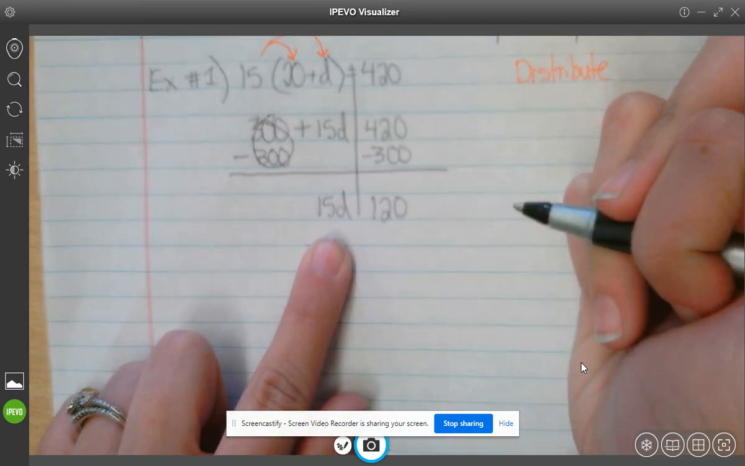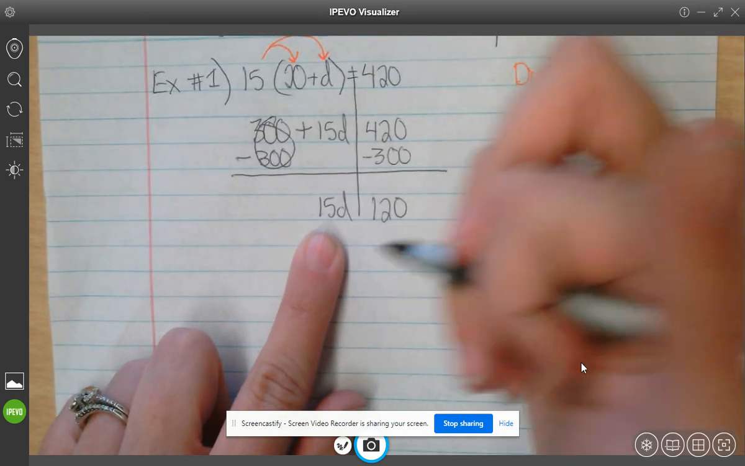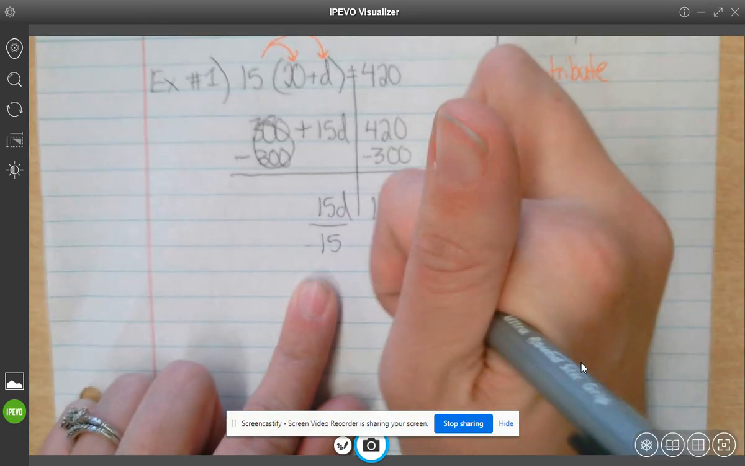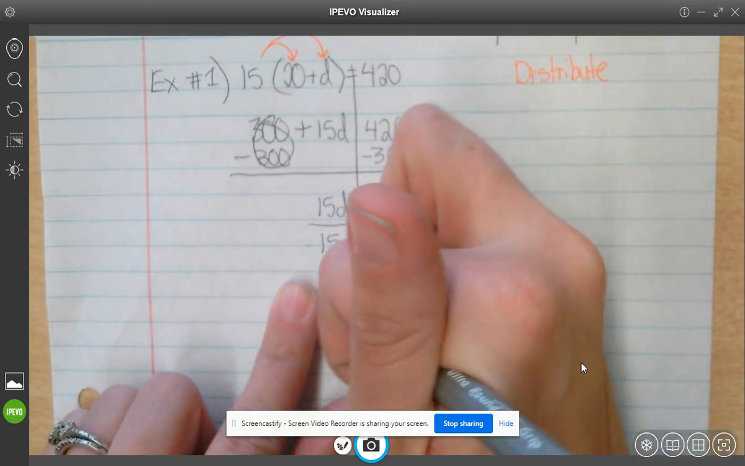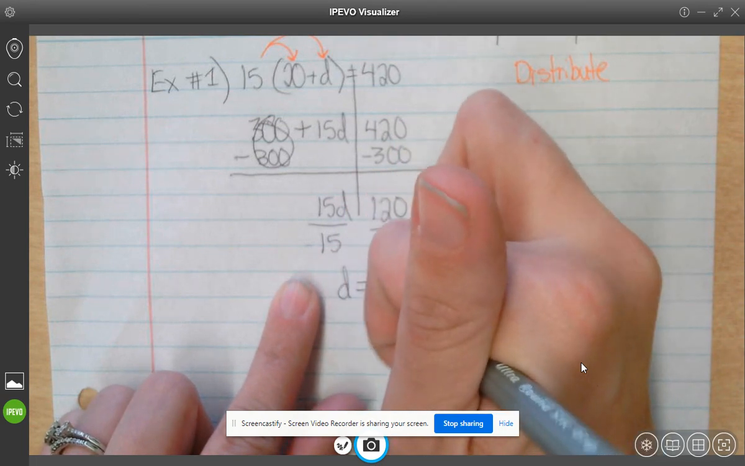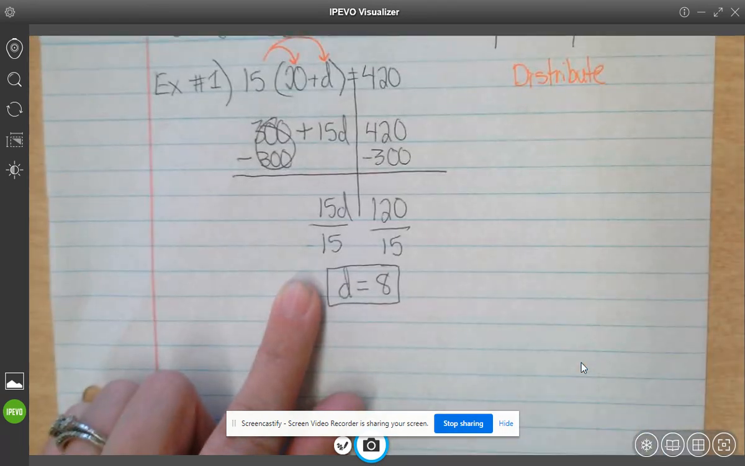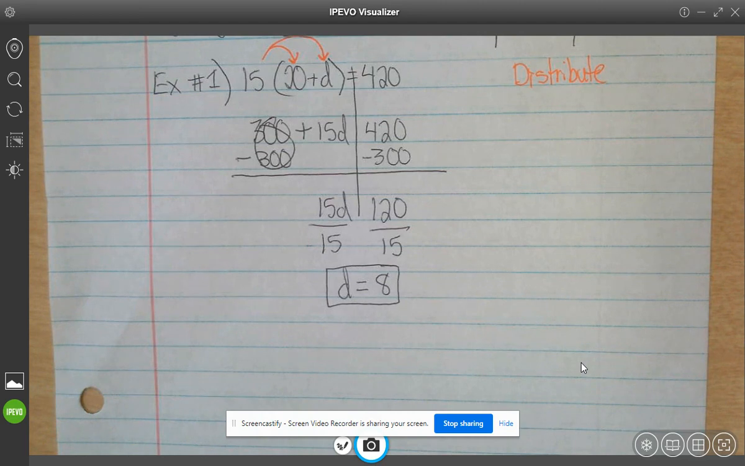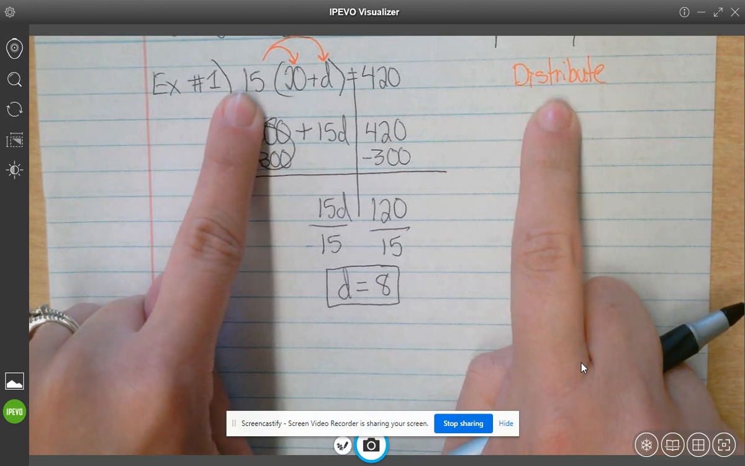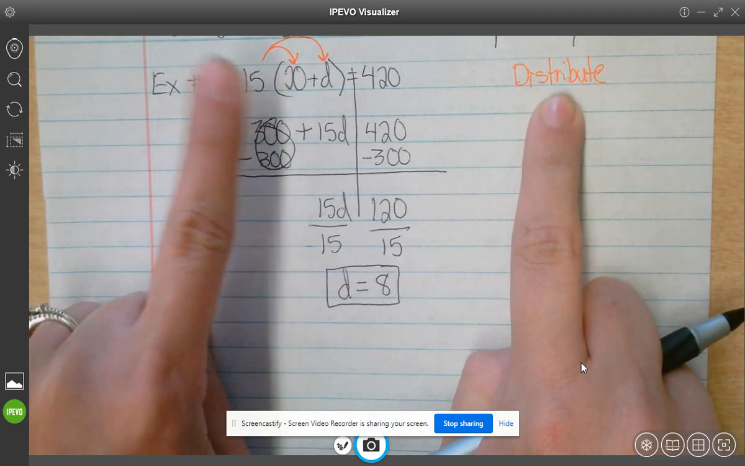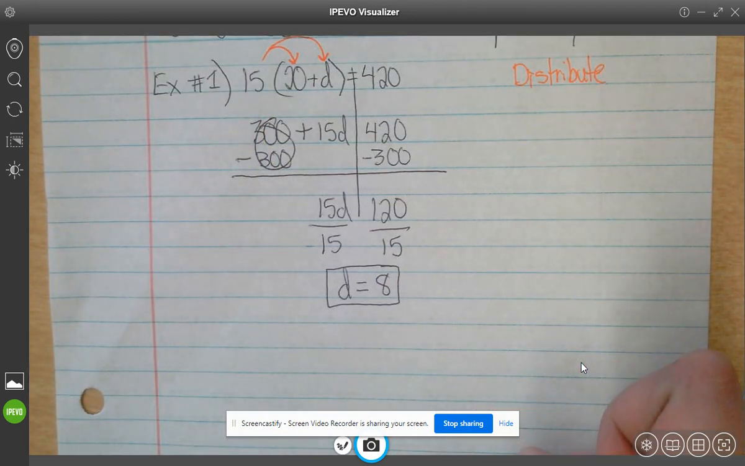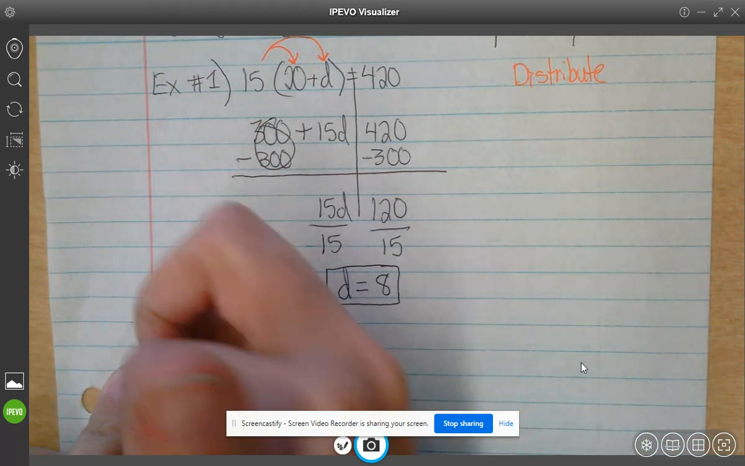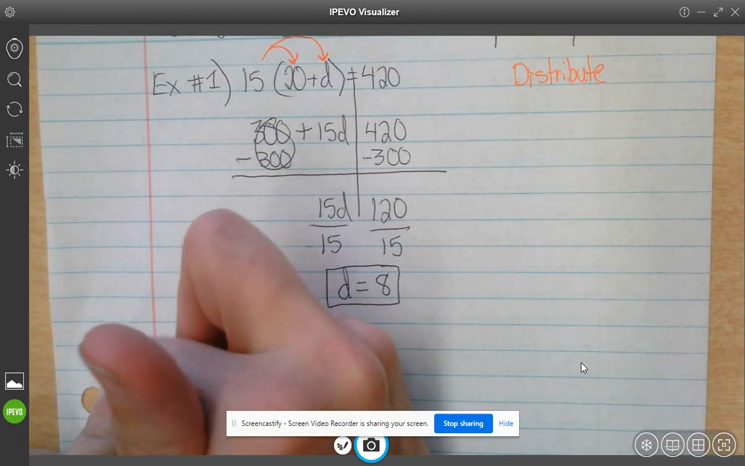And then my last step is to get D by itself, so I'm just going to divide by 15, divide by 15. So D equals 8. All right. Hopefully there's not a lot of new things. The only new thing maybe is this step right here, but we did these problems last year, so that should be somewhat familiar to you. All right, example number 2.